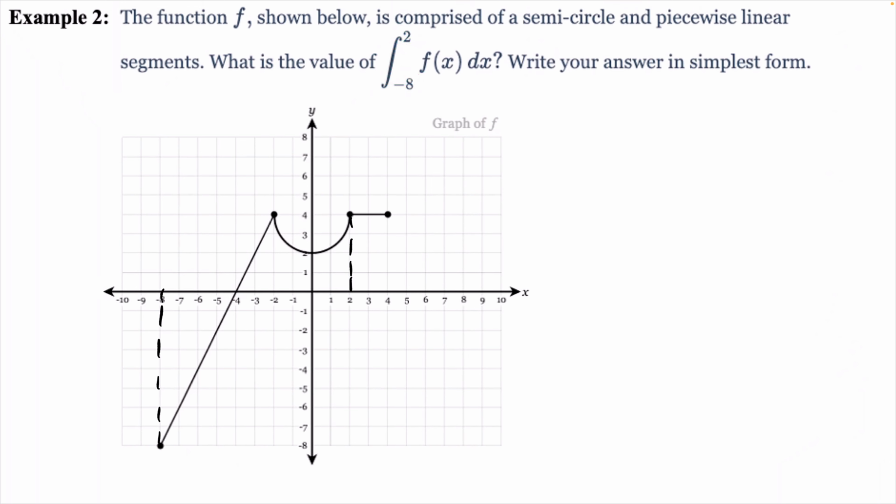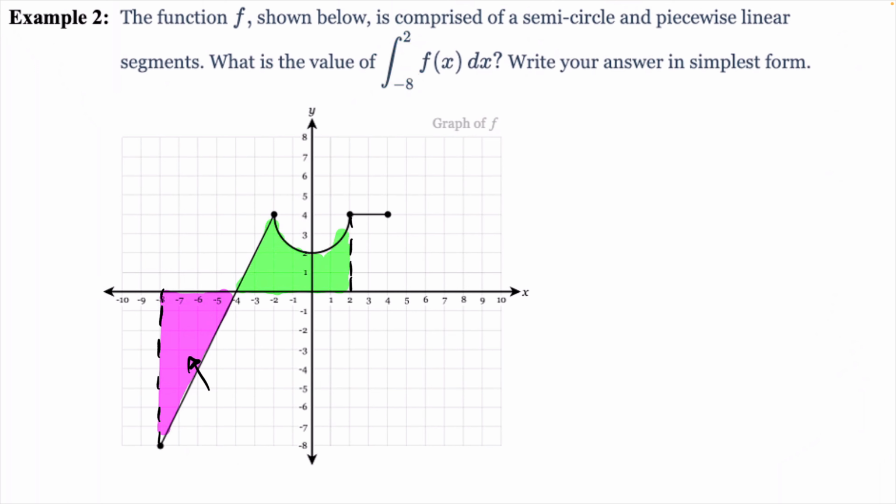So this is where the function's above the x-axis. All of this area in green is going to be positive because it's above the x-axis. And all of the area below the x-axis is going to be negative. Then you're going to add them together and see what you get. So let's do the easy one first. The easy one's the triangle. Base times height divided by 2.